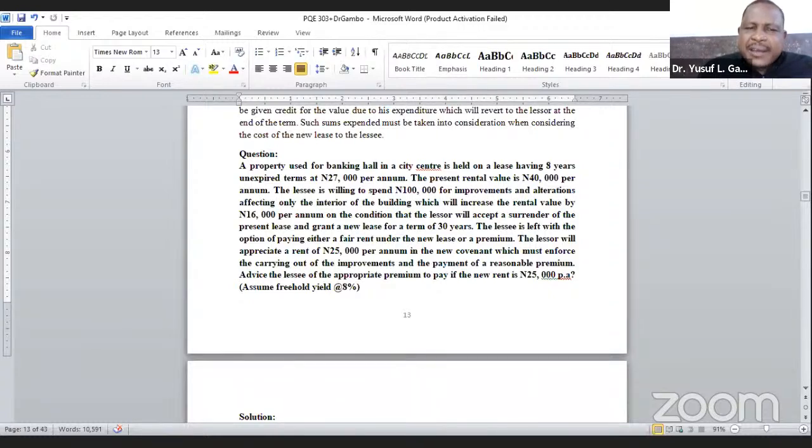Now, you are to advise the tenant of the appropriate premium to pay if the new rent is 25,000 per annum. Assume freehold yield, that is the ORIX yield, of 8%. So I'm taking my time to analyze this question. Let's go to the solution.